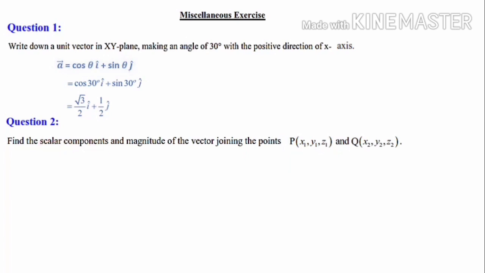Then from that vector we have to write the scalar components. For scalar components, by removing i cap, j cap and k cap, the remaining quantities we have to write using commas. Next is the magnitude of the vector. The magnitude formula we know, that is root of x square plus y square plus z square. By using that formula, just substitute it. So this question you will try as homework.